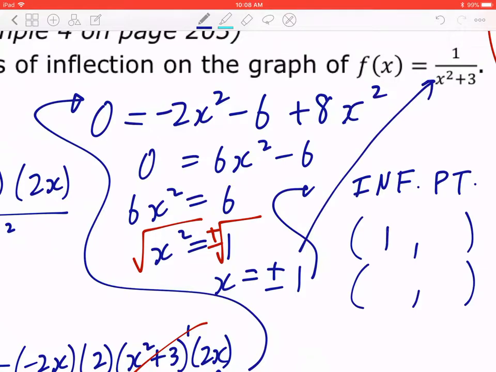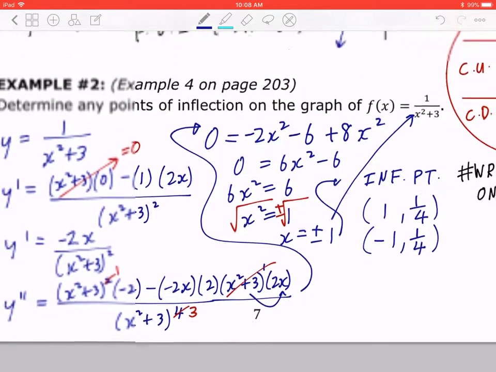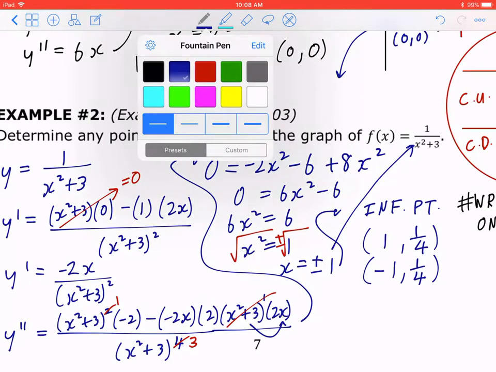If you plug 1 and negative 1 back in, for 1, it's going to be 1 divided by 1 squared plus 3, which is 1 over 4. And if you plug in negative 1, it's going to be the same thing. Because the function is even, if you look at it, it's an even function. Now, notice I didn't forget the denominator.